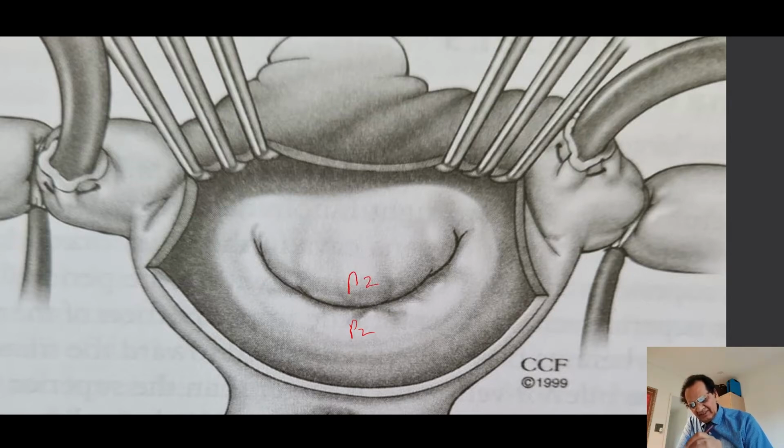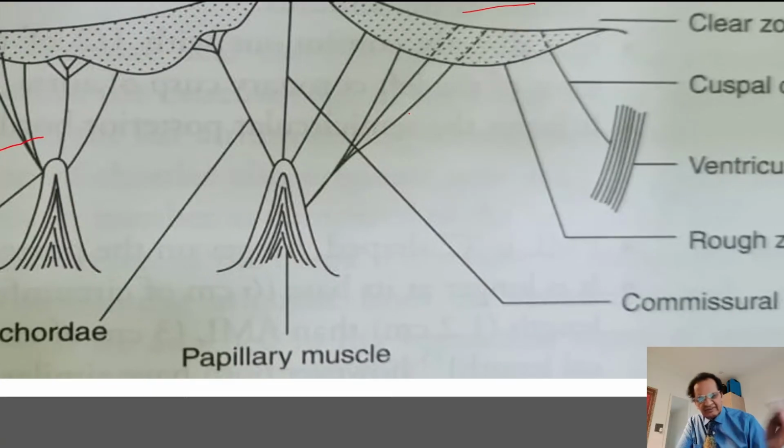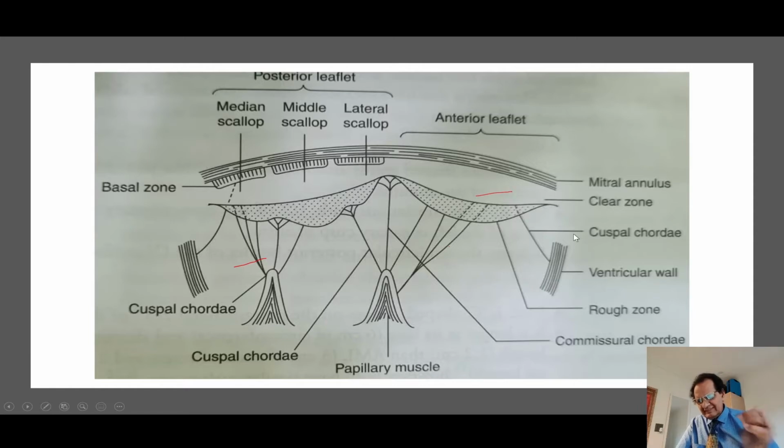You can see the closure line is more on the posterior side of the whole annulus. So it's very clear that this is P1, this is P2, this is P3. It has all implications as far as the mitral valve and mitral regurgitation are concerned. This is some intricate anatomy of the mitral valve, which is very useful to remember.